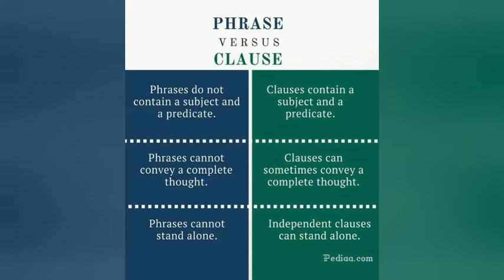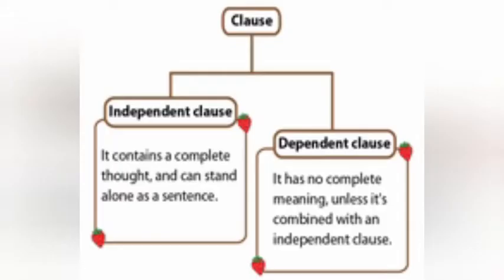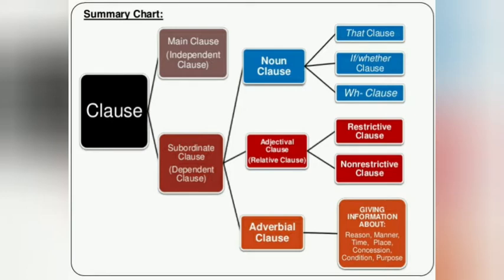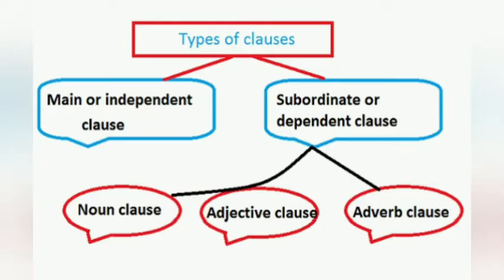What is a phrase? A phrase is a group of words that make sense but not complete sense. A phrase may consist of one word or more than one word. Whereas, what is a clause? A clause is a group of words that forms part of a sentence and has a subject and a finite verb of its own.